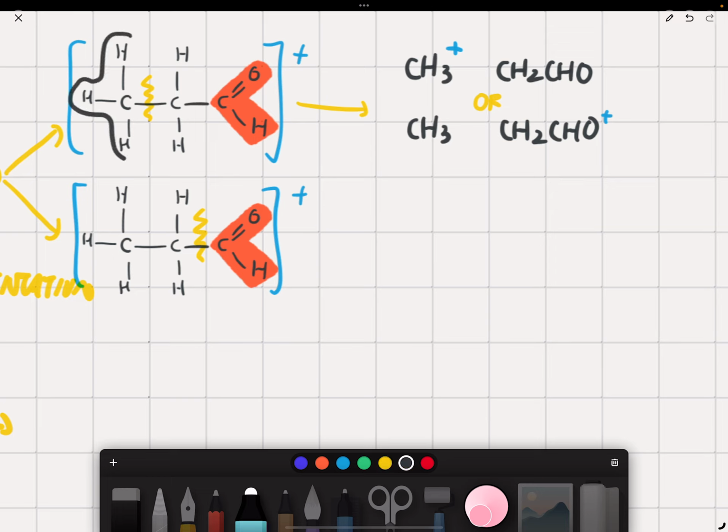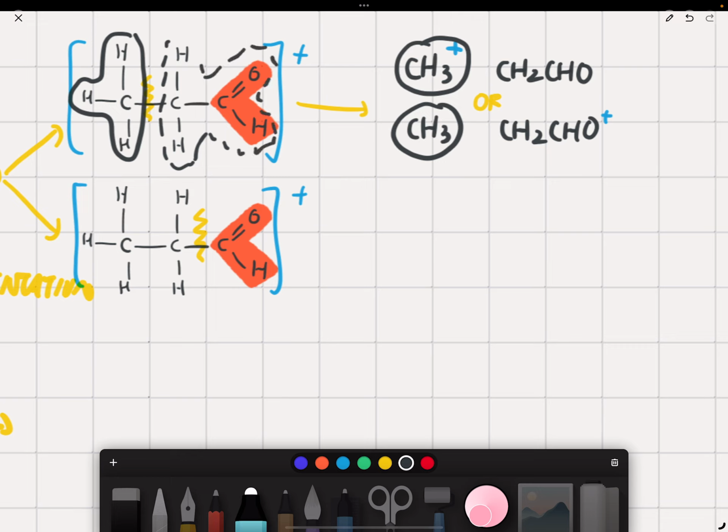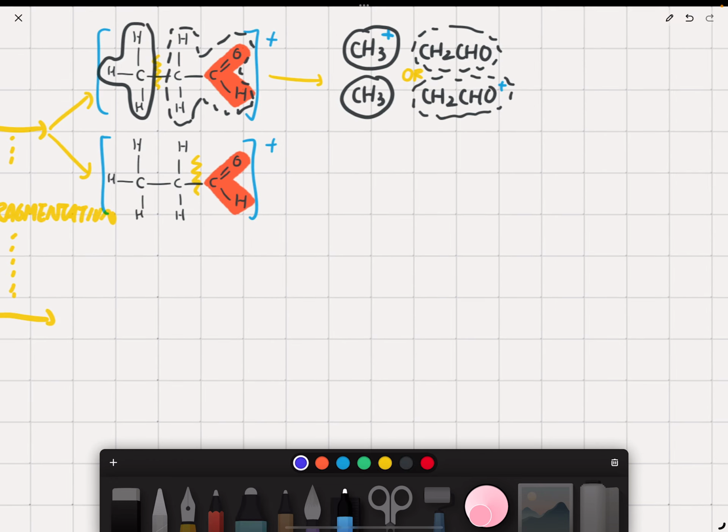So this is the first fragment, and this will be your second fragment here. So these two will be the second fragment. And remember, only the positive charge fragment will be detected. So therefore, this will be detected, this will be detected.